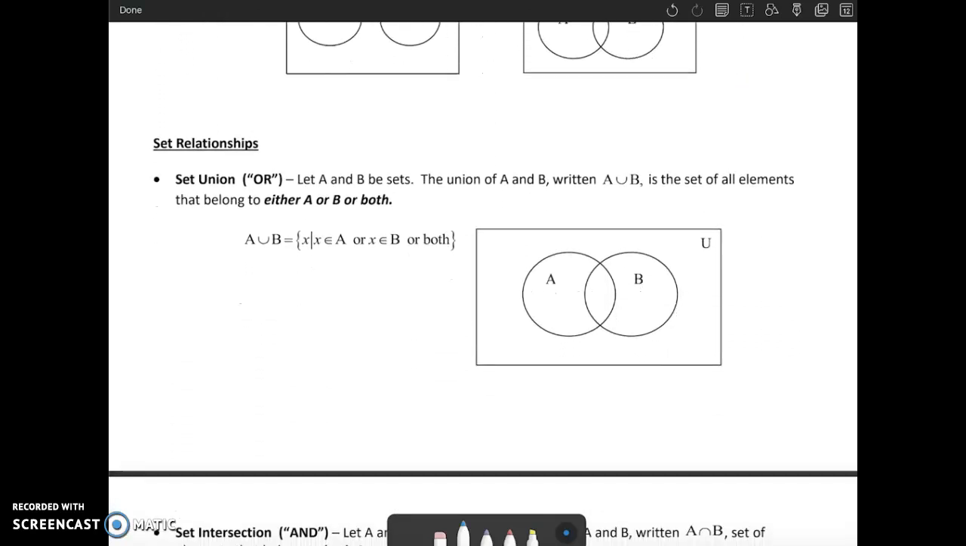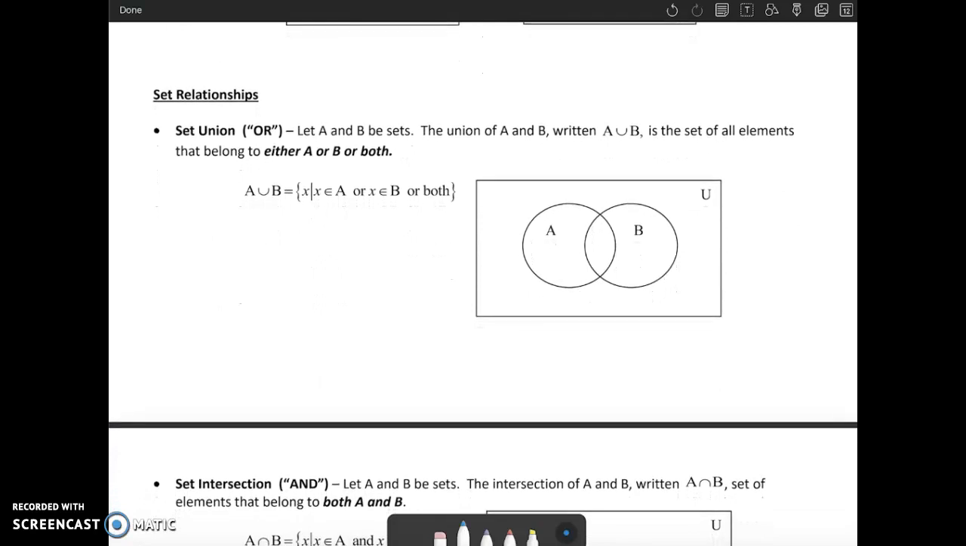Okay, so this leads us to set relationships. And the first set relationship we want to talk about is the set union, or the OR. So when you see union, that means OR. If A and B are sets, then the union of A and B is written A, and this symbol looks like a U shape, and then B, is the set of all elements that belong either to A or to B or to both.